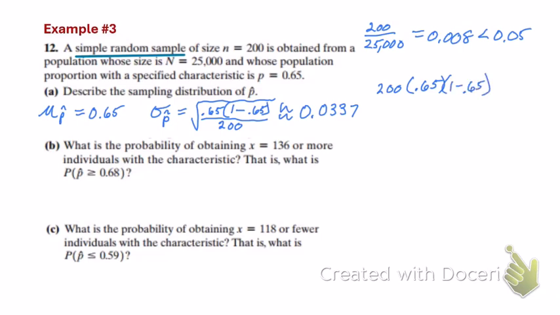See what you get. Here's what I got. Once I see a number bigger than or equal to 10, I'm golden. I don't care how much bigger it is. So we think the shape is probably approximately normal.